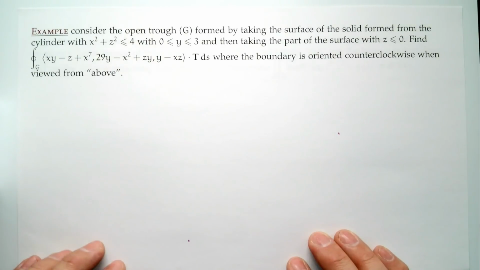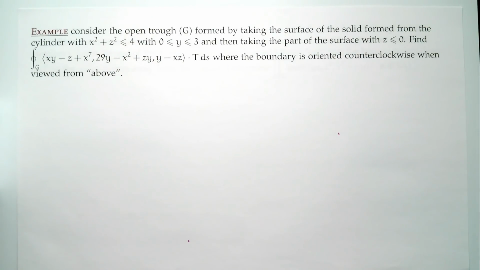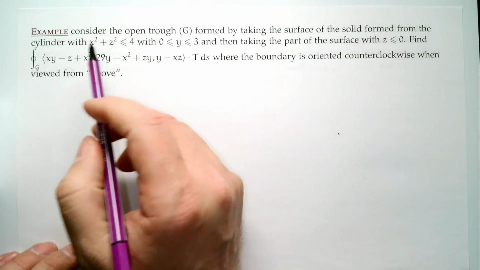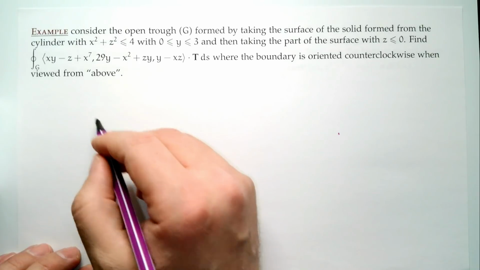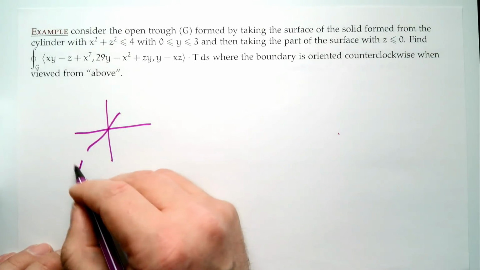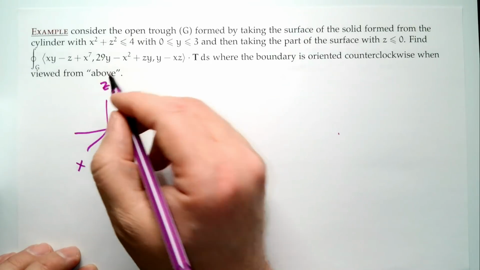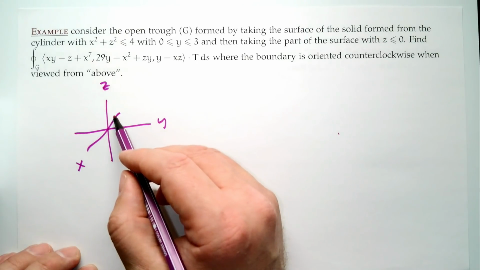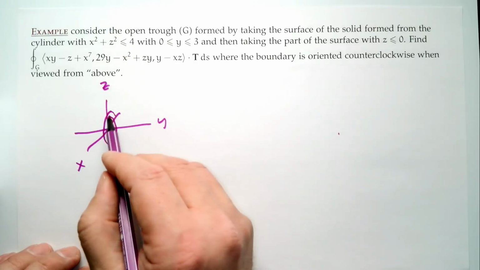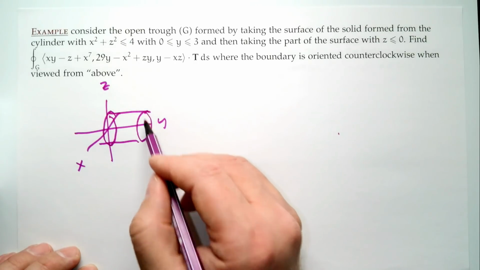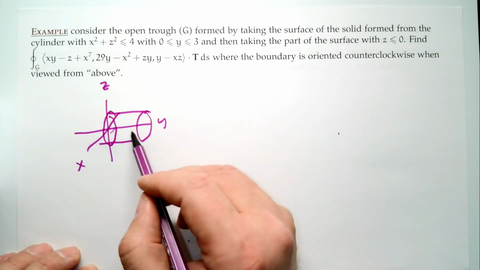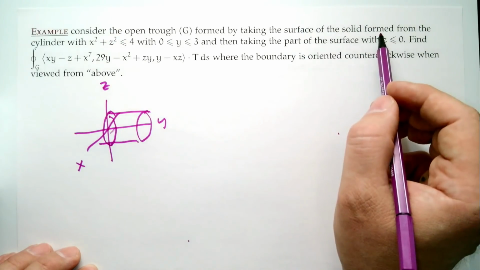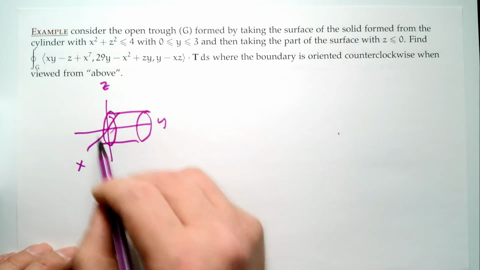Okay. Consider the open trough formed by taking the surface of the solid, formed, wow, there's a lot of forming here going on, but we have this cylinder, x squared plus z squared less than or equal to 4. So that's a cylinder. If we think of our picture, here we have the x, y, z, and x squared plus z squared less than or equal to 4, you start with the circle in the x, z, and you move. It's this sort of solid cylinder. But we're just taking the surface of that solid. So now, just the outside.